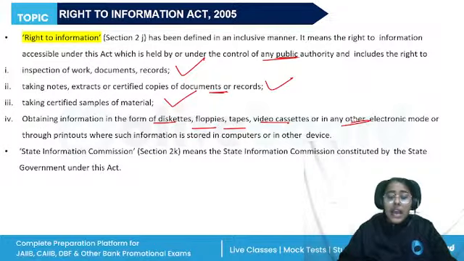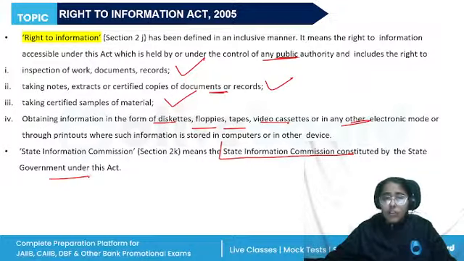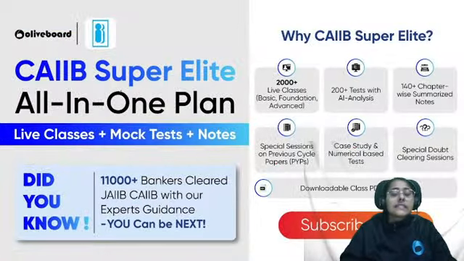Right? And the State Information Commission means the State Information Commission constituted by the state government, and the Central Information Commission is constituted by the central government. And that is all.